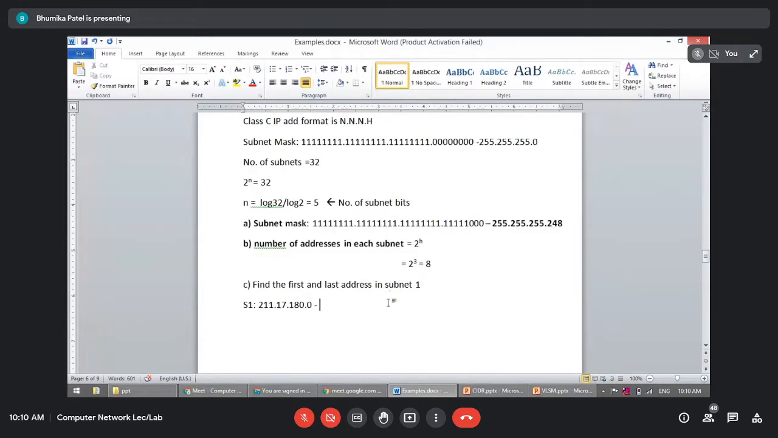How many IP addresses will be inside one subnet? 8, right? The number of addresses in each subnet is 8. So if I start my first subnet with the IP address 0, the last will be 211.17.180.7. Why 7? Because we are counting 0 as well. If you count from 0 to 7, the total will be 8.